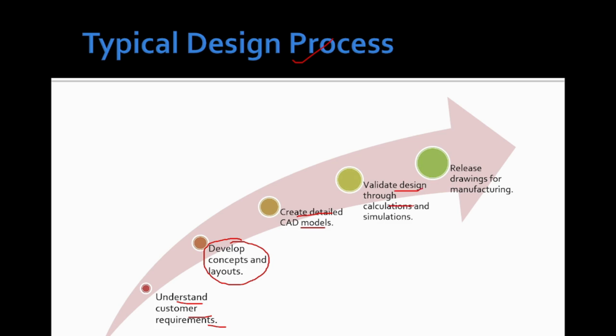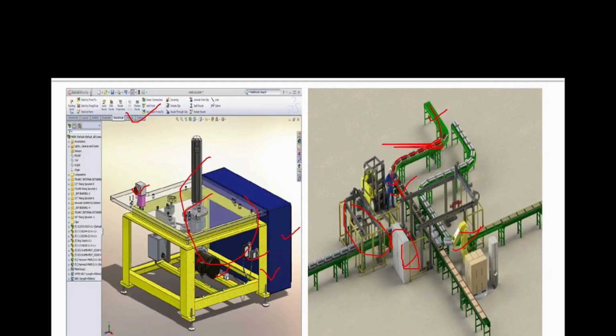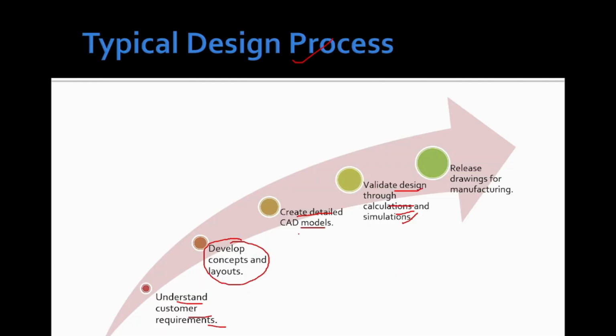After this, we validate the design with the help of some calculations and simulations. Calculations such as, here you can see the motor. The motor wattage or the RPM of the motor is decided with the help of calculations and validated with the help of simulations. After this, we release the drawing for manufacturing. Generally, a mechanical design engineer is considered only as releasing the drawings, but this whole journey comes in his way and then finally he releases the drawings.